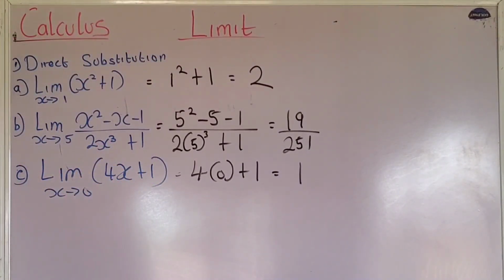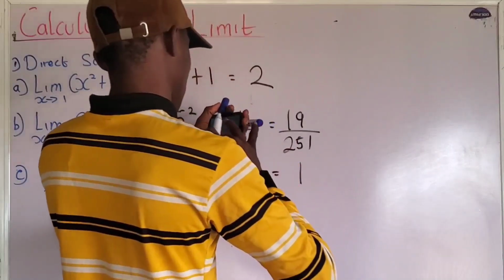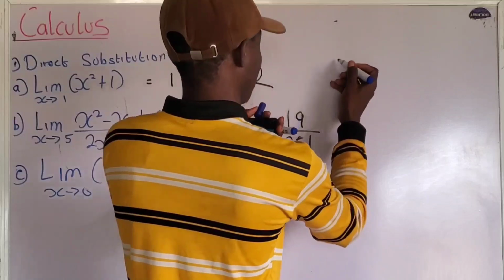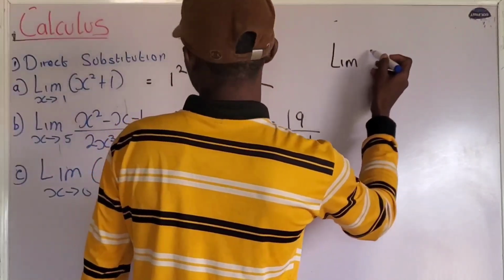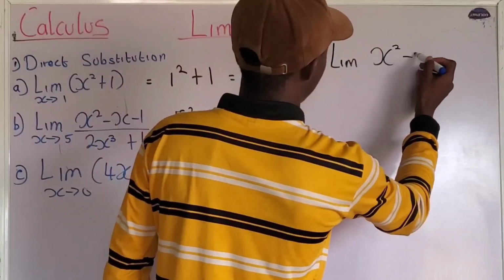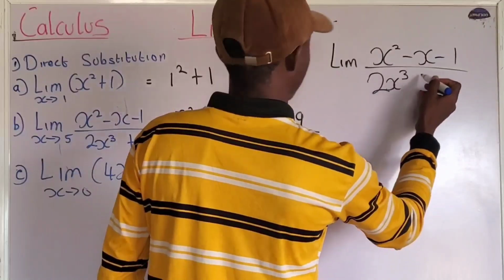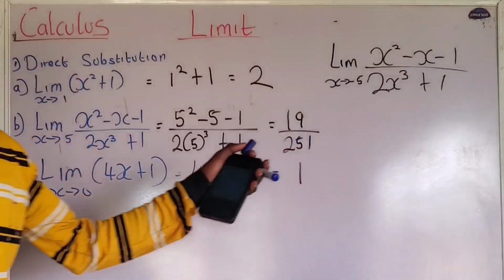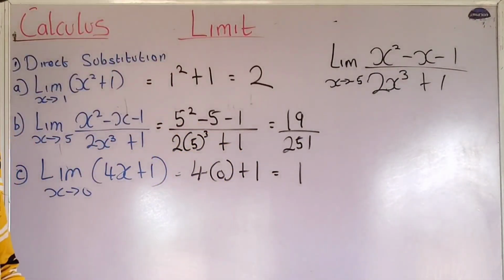So now I want you to attempt this question. Take the limit of this. What are you going to have? Limit x to the power of 2 minus x minus 1 all over 2x to the power of 3 plus 1 as x tends to minus 5. Take the limit of this function as x tends to minus 5. What are you going to have as your final answer?